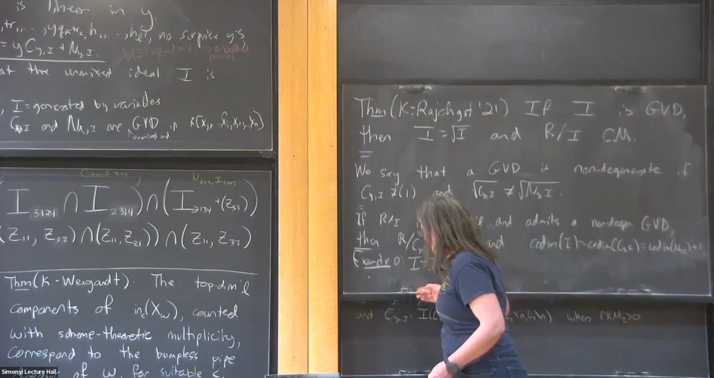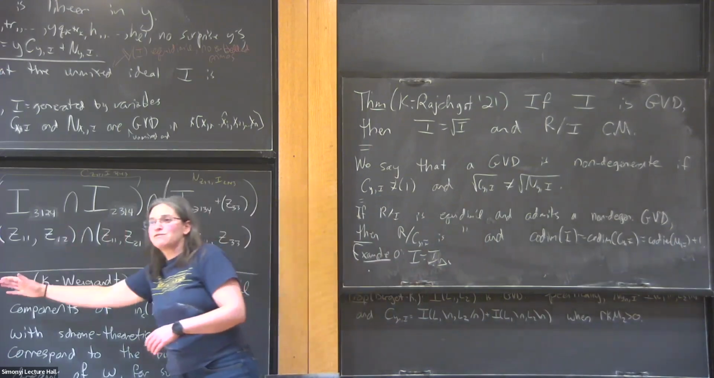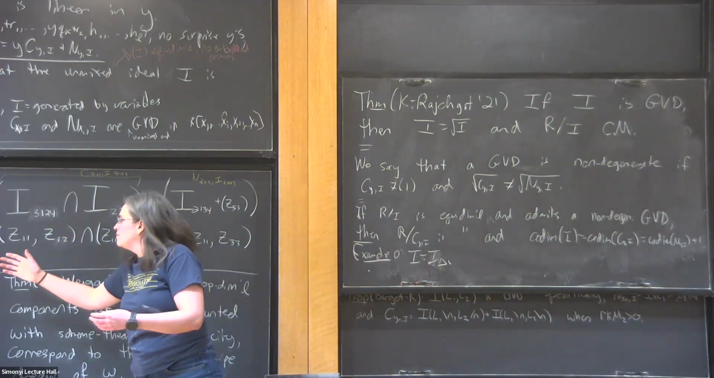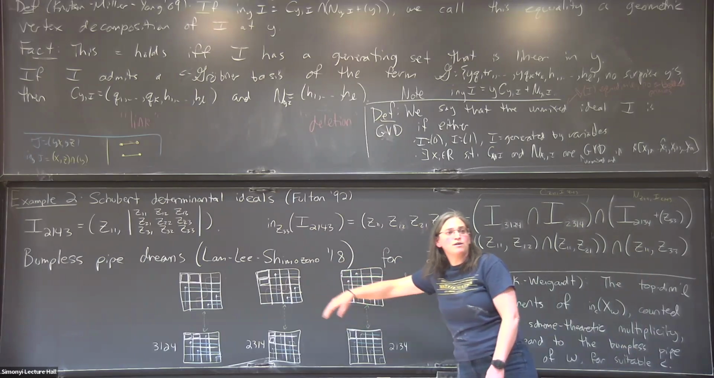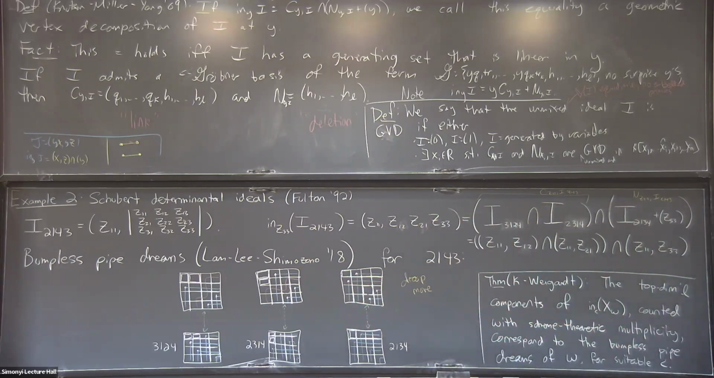So this is a theory that does homology really well, the straps. These bumpless pipe dreams are giving you the multi-degree, so these are giving you the Schubert, double Schubert polynomials, but they're not giving you the Grothendieck polynomial, which is the K theory.